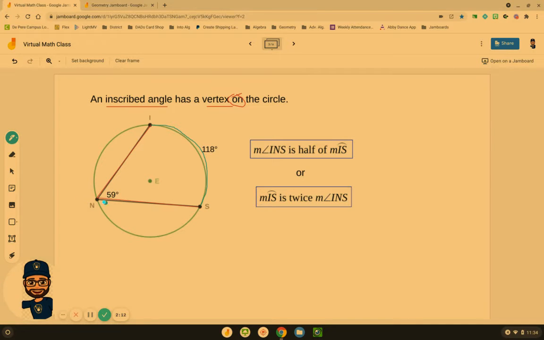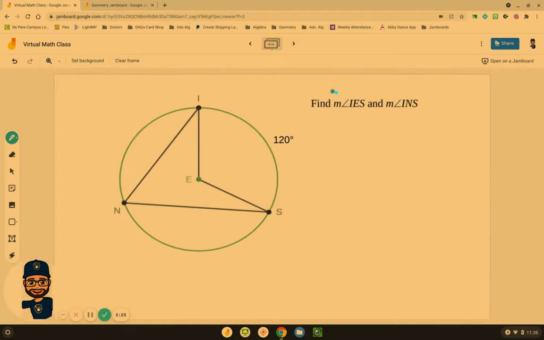But notice, it's because the vertex of the angle is not at the center anymore. It's on the circle itself. So let's see what this looks like in an example. Find the measure of angle IES and the measure of angle INS. IES and INS. So let's trace it in blue. I to E to S. I'm just going to draw it off a little bit so we can see it.